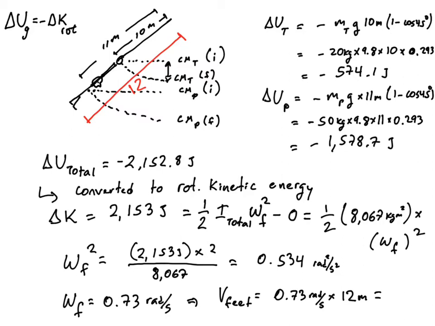When an object is rotating with a particular angular velocity, different points on that object are going to have a different speed, and that speed is determined by how far the point is from the axis of rotation. Since the feet of the person are 12 meters away from the axis of rotation, all we have to do is take the angular velocity, multiply by 12, and we get our final answer, 8.77 meters per second. That's how fast the feet are moving at the bottom of the swing.